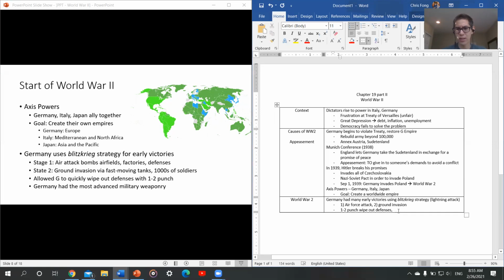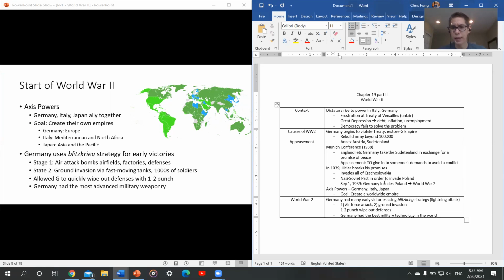So this 1-2 punch allows them to wipe out defenses. And then Germany had the best military technology in the world. Again, part of the frustration against the Treaty of Versailles was that they had to disarm. And so Hitler's been rebuilding the army, rebuilding the technology.